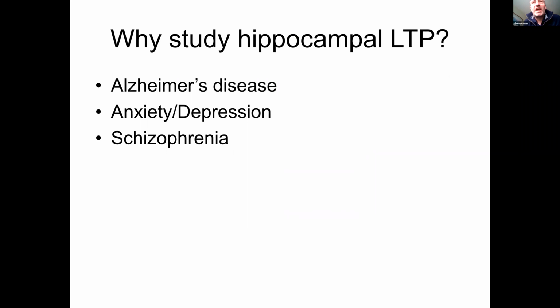Okay, so why do we care about hippocampal LTP? Well, obviously, it's interesting in its own right to try and understand the neurobiological substrates of learning and memory, but actually it's much more than that. And in the context of neuropsychiatry, deficits in hippocampal LTP have been associated with Alzheimer's disease, depression, and schizophrenia. So you can see it's potentially a very major player in some of the biggest neuropsychiatric disorders that we face.